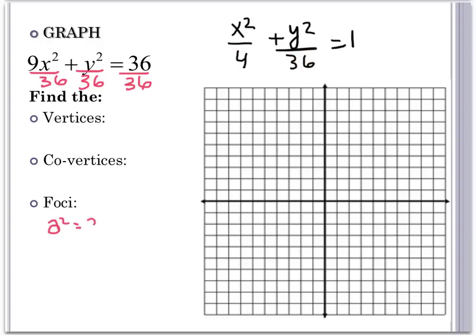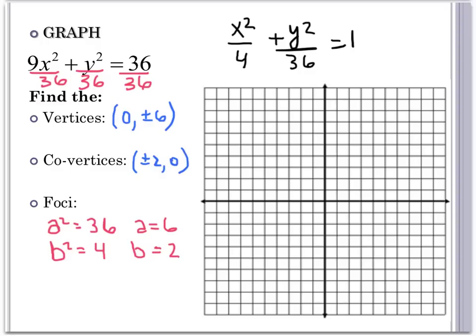So A squared is 36, so A is 6. B squared is 4, so B is going to be 2. So I can find my vertices and co-vertices very easily. My vertices are going to be at 0, plus or minus 6 since I'm on the y-axis, and my co-vertices are going to be at plus or minus 2, 0. Now I just need my foci.